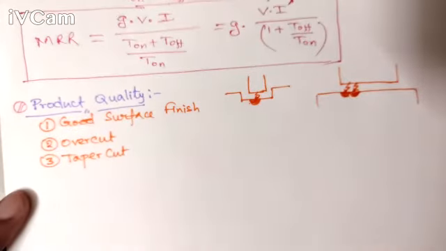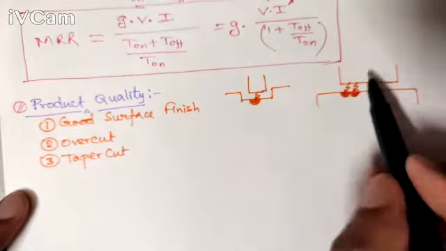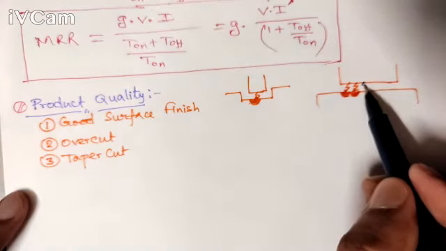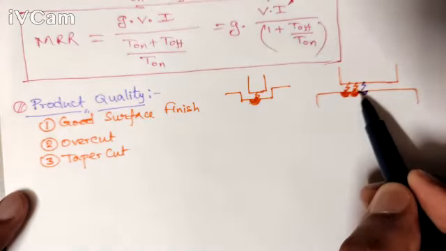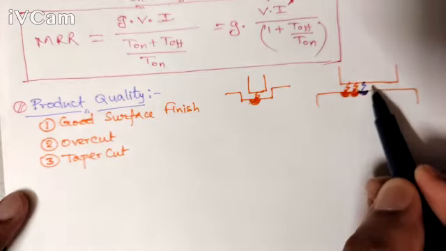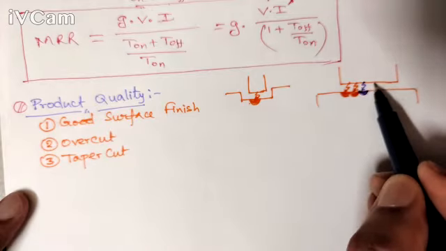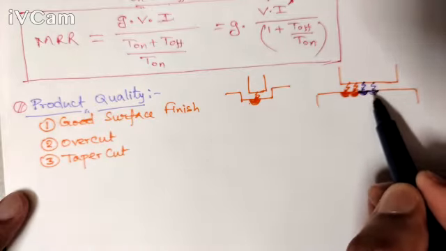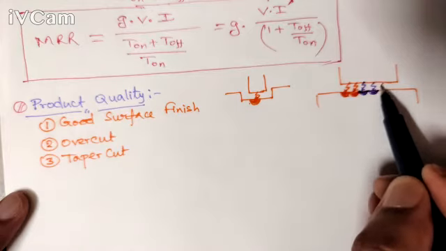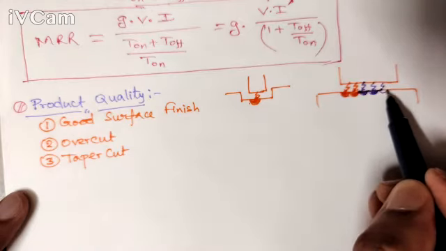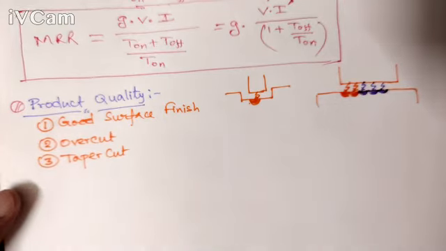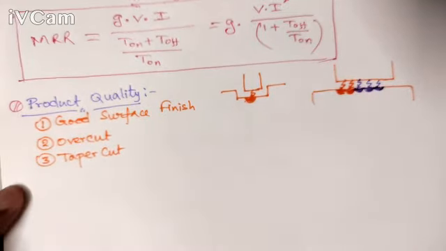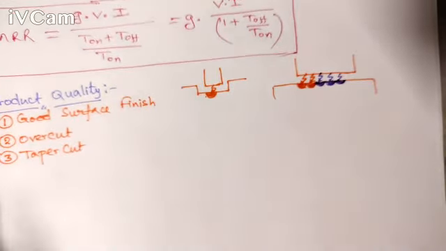Okay. Then if we give 3 ampere, that will create another crater. 4 ampere, another crater. 5 ampere, another crater. Okay. So this is how we will be getting some craters.